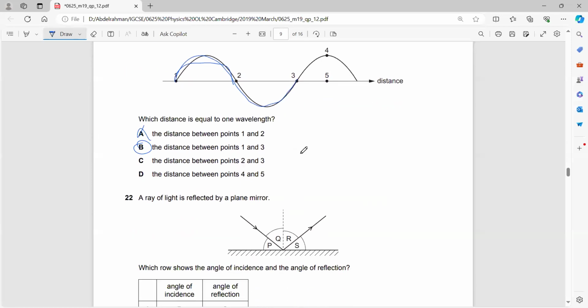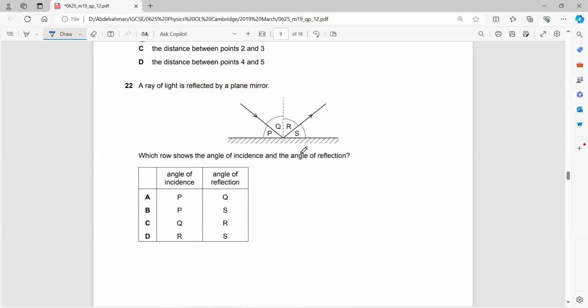Question 22. Angle of incidence and angle of reflection. That's very easy. Can the angle of incidence be P? It cannot be P. This is the angle of incidence, Q. What about the angle of reflection? Definitely it is R. It is the angle between the incident ray and the normal, and the angle between the reflected ray and the normal.